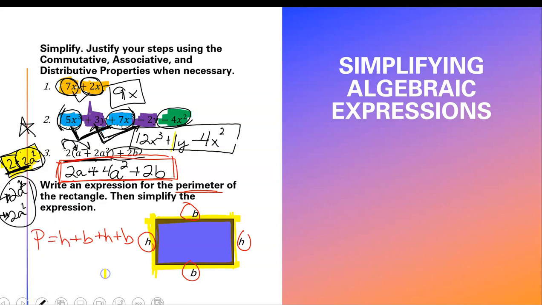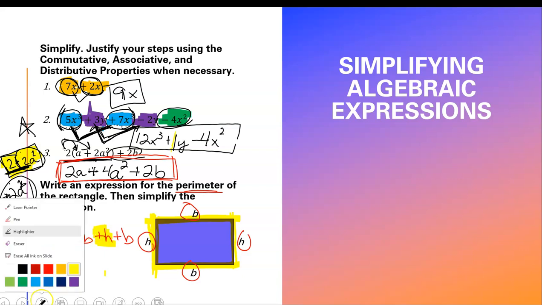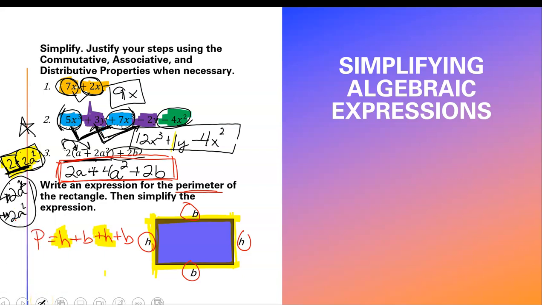That's what's happening. I see an h here, but I also see another h here. So how many h's are there altogether? This is just one h. This is one h. 1 plus 1, we have 2 h's. Let's do the same thing with our b's. We have one b and one b over here. They're both positive, so 1 plus 1, 2 b's. So the perimeter is equal to 2 times the height plus 2 times the base, b.